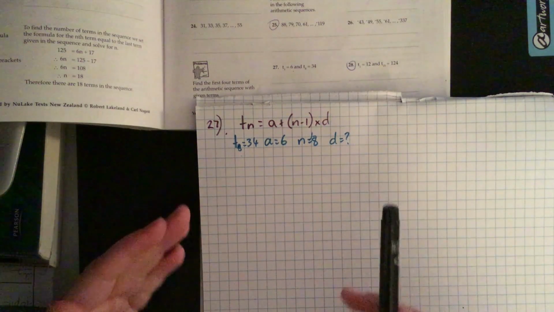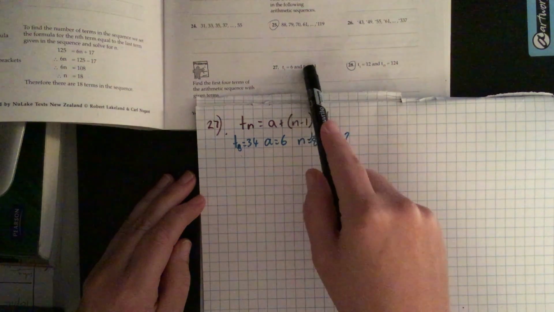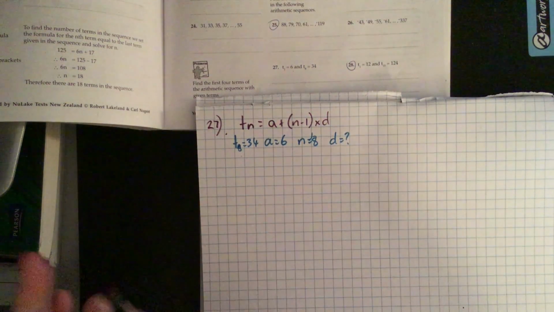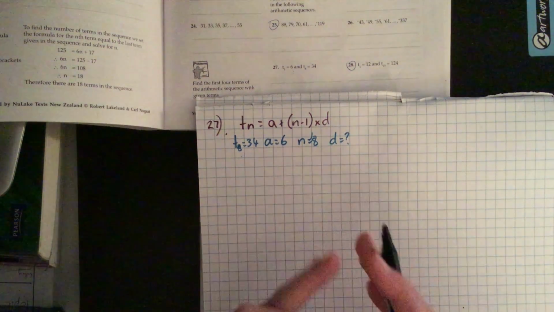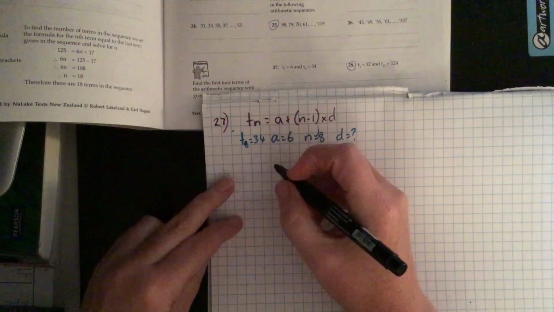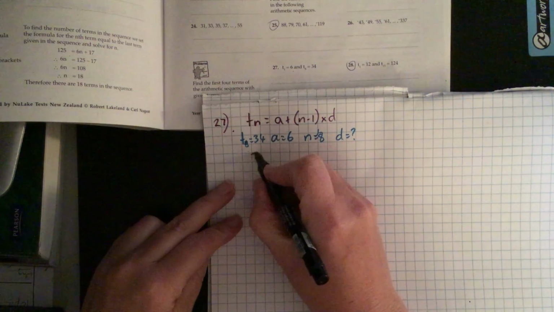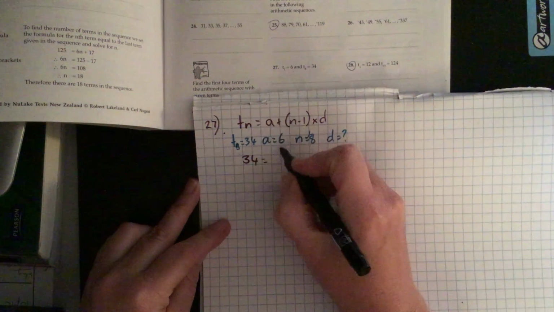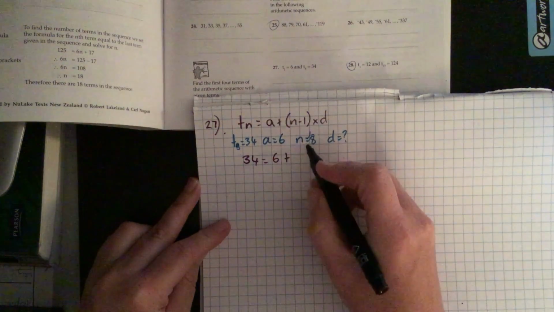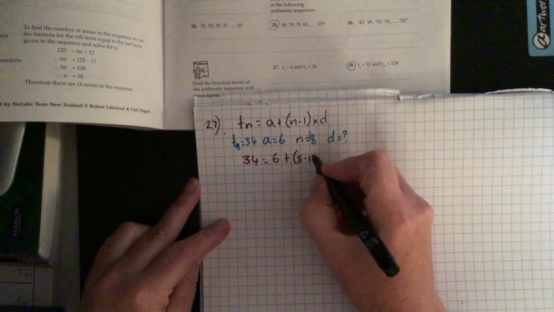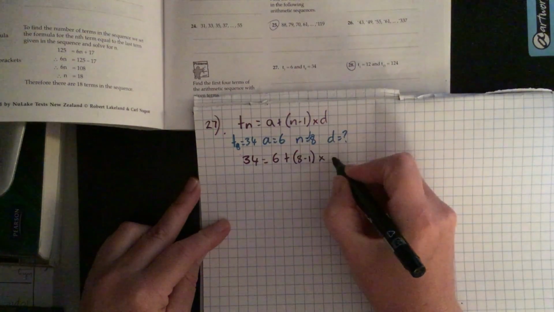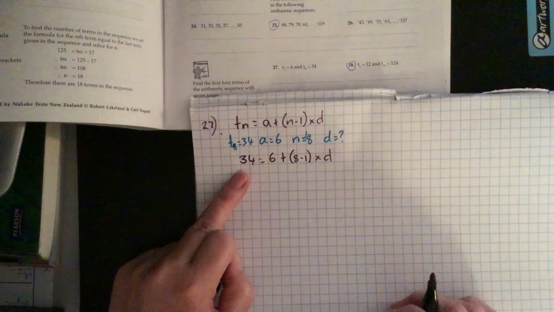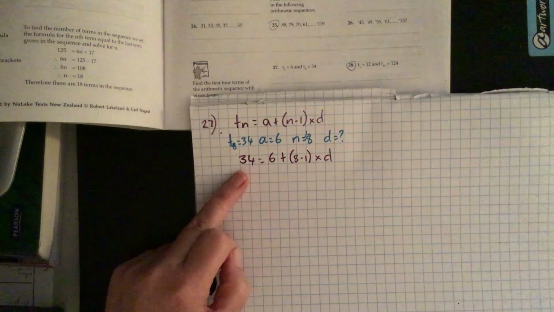So essentially what we're trying to find is the gap between these 2 numbers in the sequence, and the difference between each one of those gaps. So what do we know? We know that the general term is 34, so we're just plugging in what we know. It equals, well, a is 6, plus n is 8, take away 1, times d. Now we don't know d, so we look at what we've got. We've only got one missing variable. Well, that's going to be easy enough to find, isn't it?